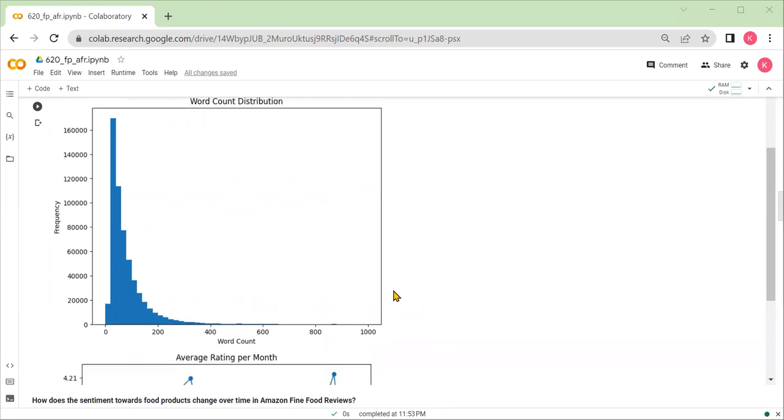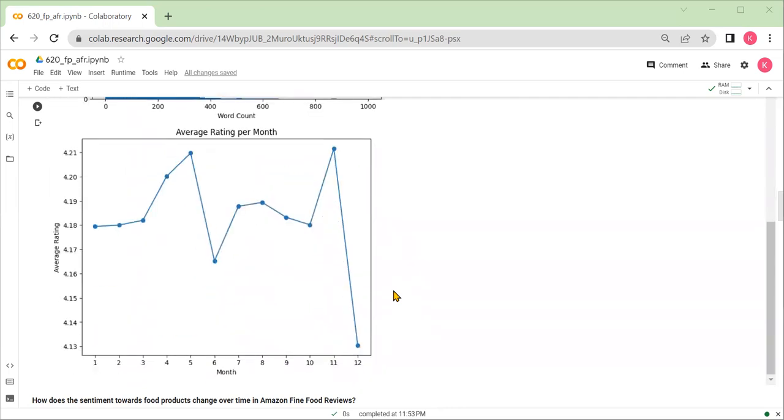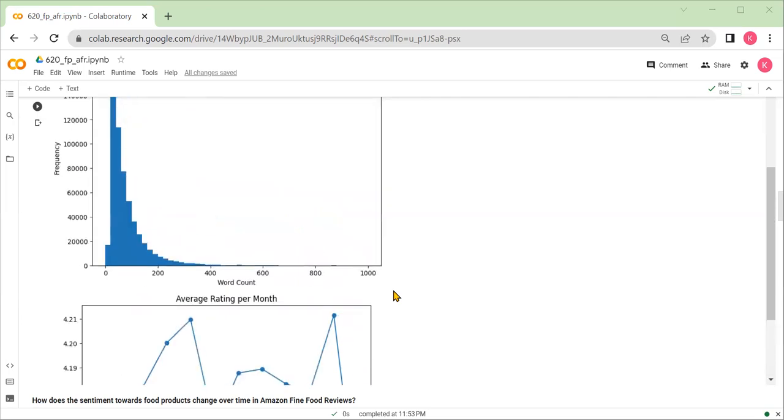Now, moving on to our next chart, which is average rating per month. It allows us to observe potential trends or variations in customer sentiments over time. Fluctuations in average rating across different months might indicate seasonal variations or changes in product quality or availability. It would be interesting to explore the reasons behind any significant change in average rating to understand the underlying factors affecting customer sentiments.